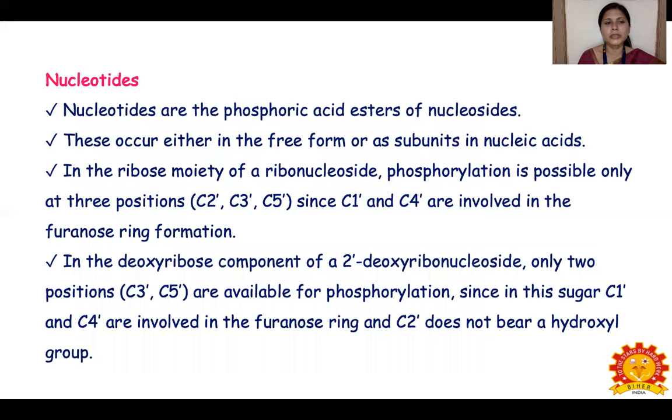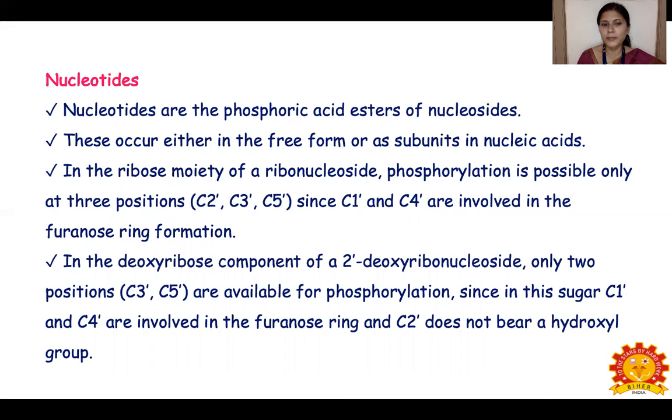So now we'll talk about the nucleotides. Nucleotides are the phosphoric acid ester of nucleoside. So I told you that there will be a phosphodiester bond, and these occur either in the free form or as a subunit in nucleic acid. In the ribose moiety of a ribonucleoside, phosphorylation is possible only at 3 positions.